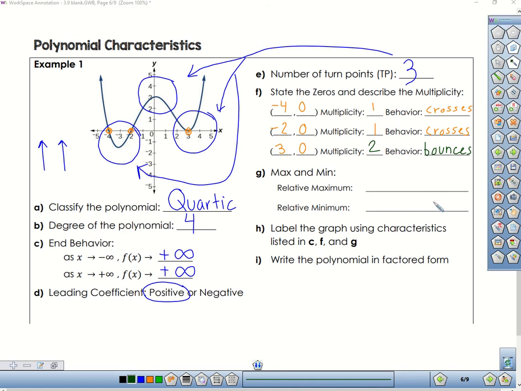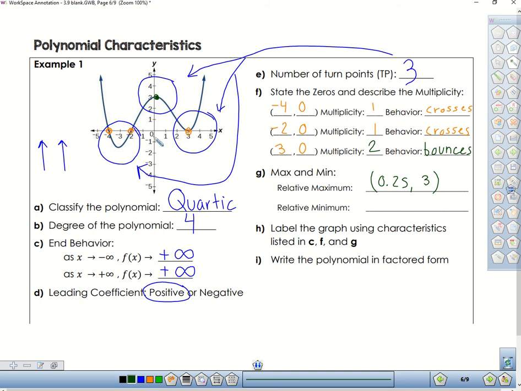So a relative maximum is basically any low point on your graph, any valley on your graph. Okay, I'm sorry, any hill on your graph is a maximum. Minimums are the valleys. So our relative minimum is this right here. Now, it kind of looks like it's at 0, 3, but it's actually at like 0.25, 3. You guys see that right here?